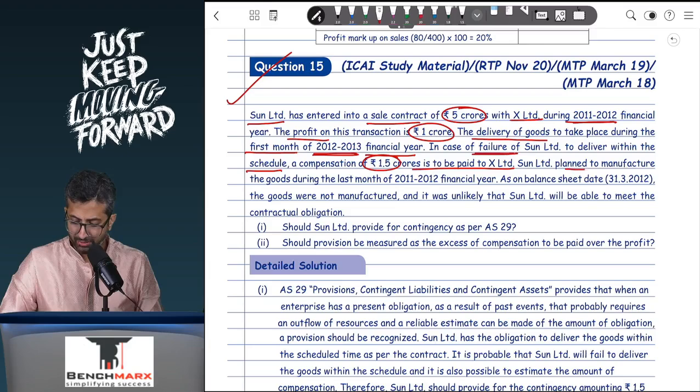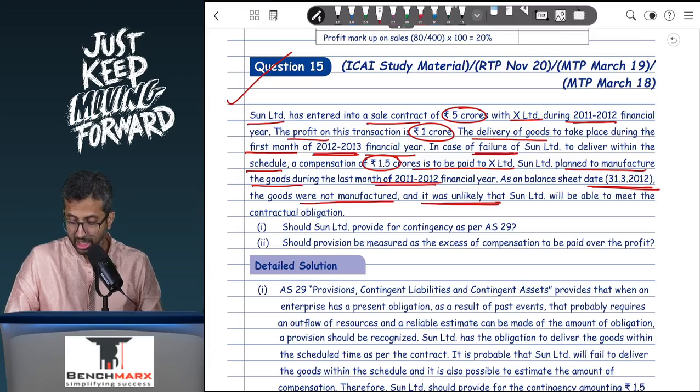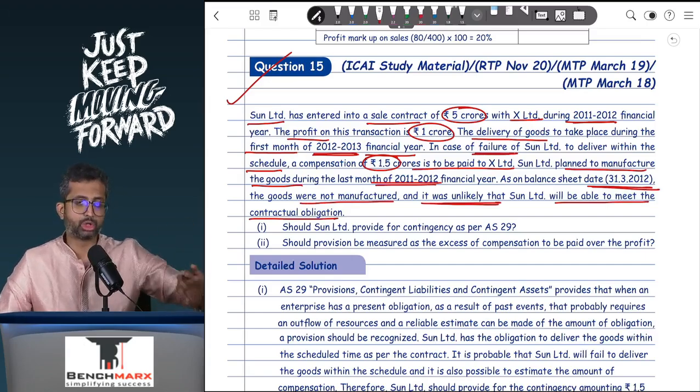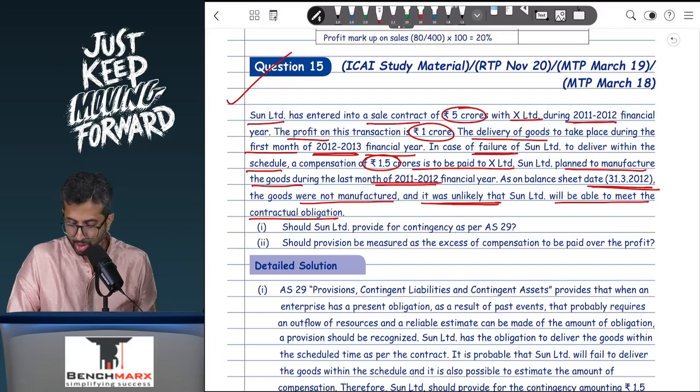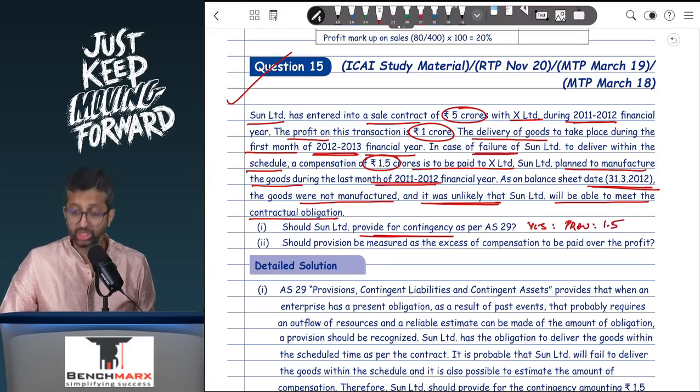Sun planned to manufacture the goods during the last month of 11/12. As on the balance sheet date, that is 31st March 12, the goods were not yet manufactured and it was unlikely that Sun will be able to meet the contractual obligation, in which case it is not a present obligation, but is it a possible obligation? Yes, out of a contract that you have entered. If it is a possible obligation which is probable, will you create a provision? Yes. Should Sun provide for the contingency? As per the institute, yes. You should create a provision for how much amount? 1.5 crores.